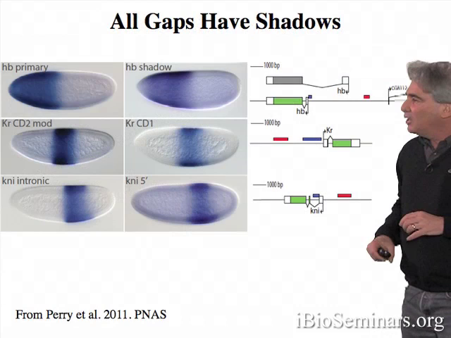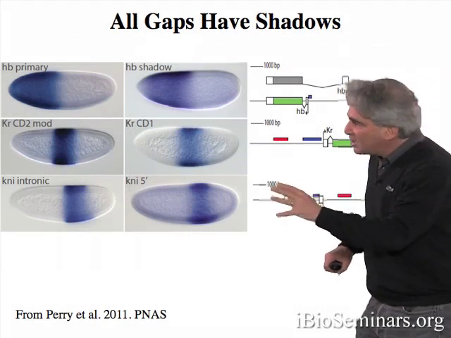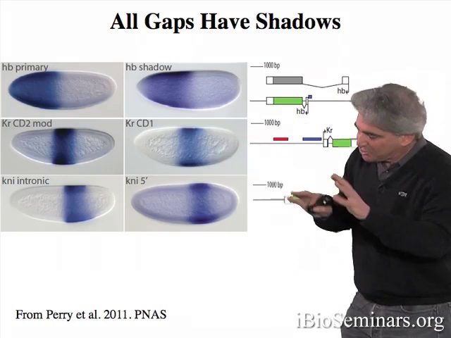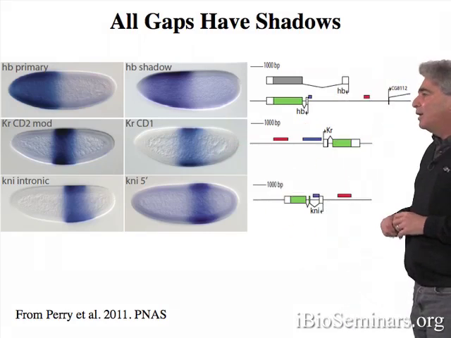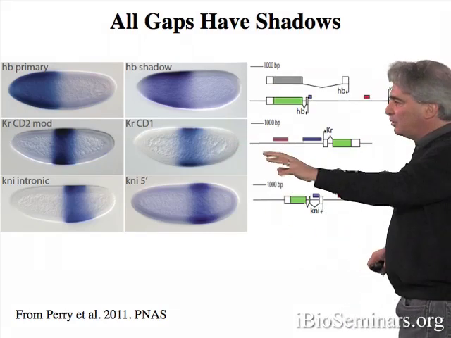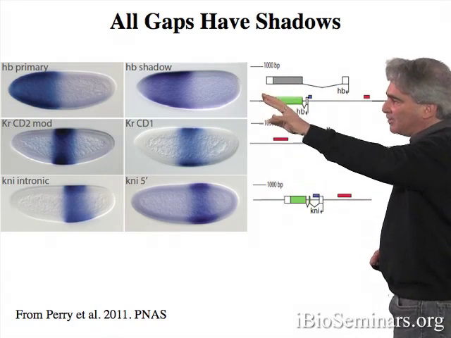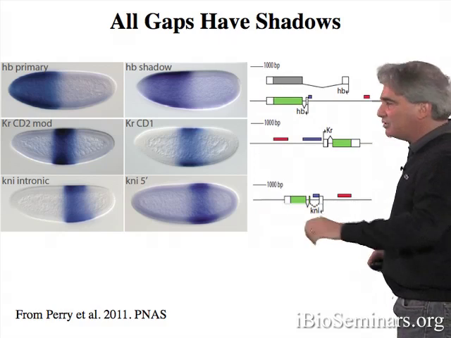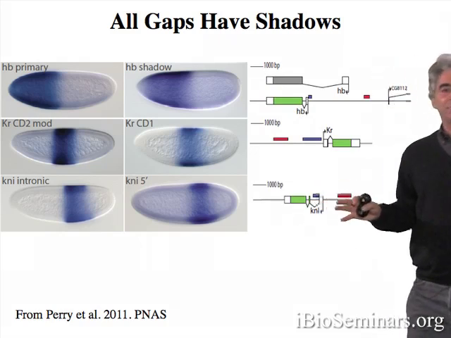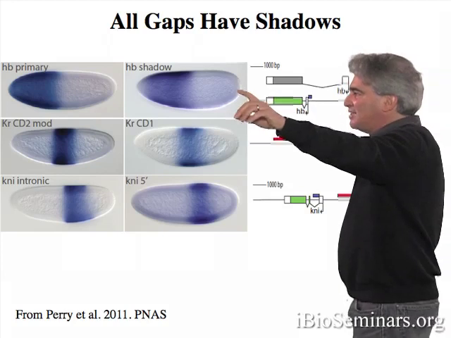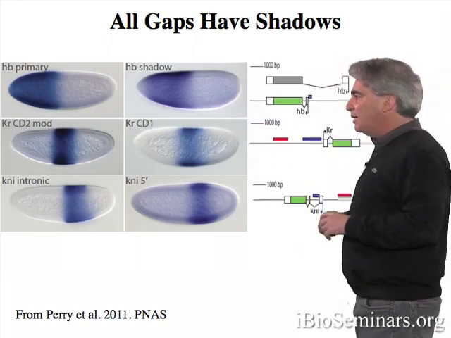The next slide shows the gap genes that are regulated by Bicoid. This just shows 3 of the gap genes. There are several others not shown here. These are hunchback, Krüppel, and Knirps, which are expressed sequentially along the anterior to posterior axis. All of these gap genes contain shadow enhancers, but I want to just focus your attention on the top panel, the hunchback expression pattern.